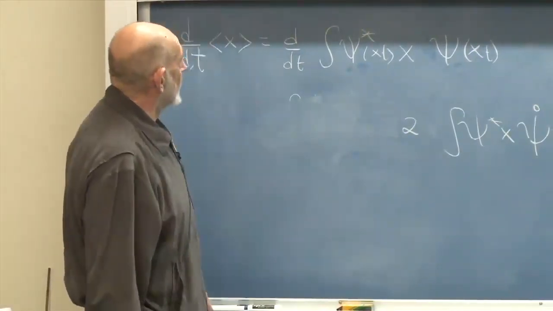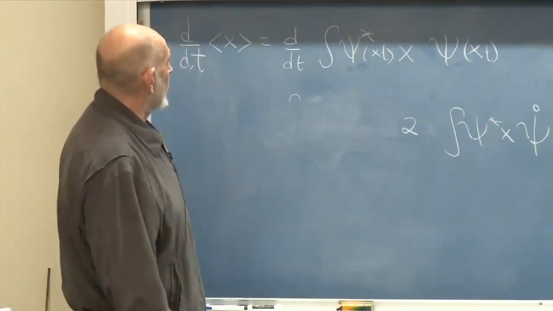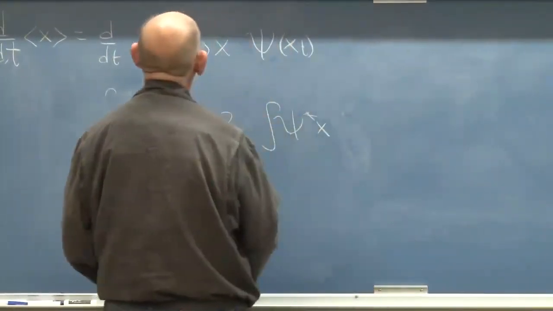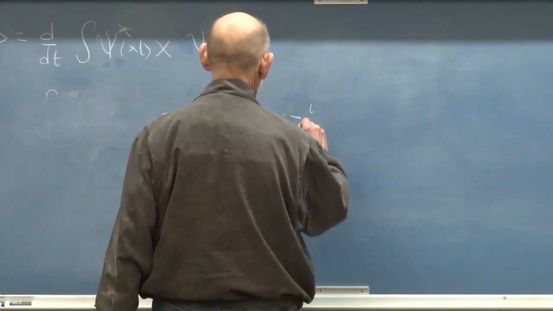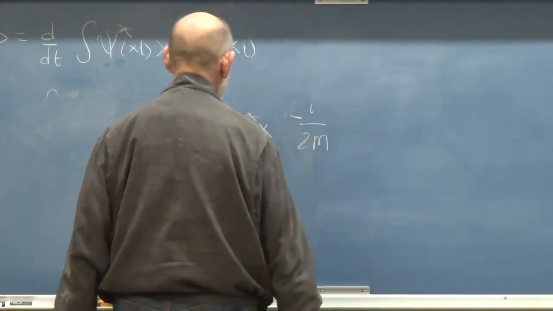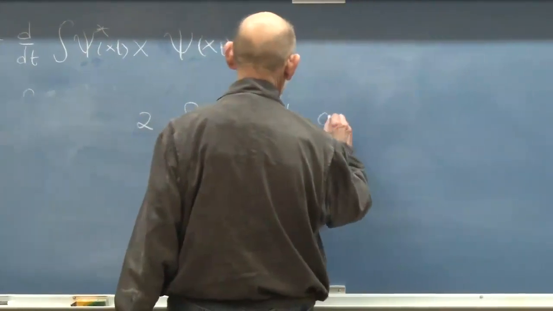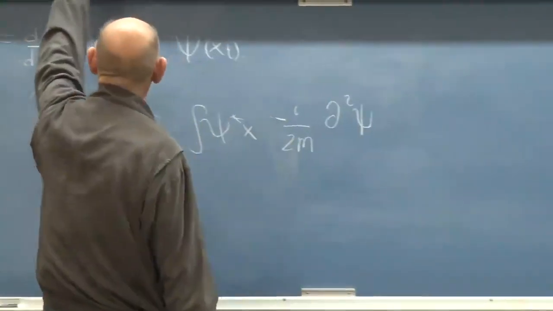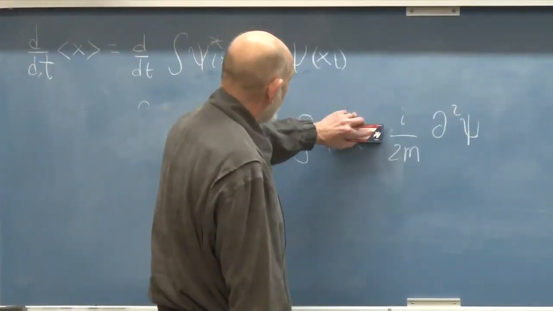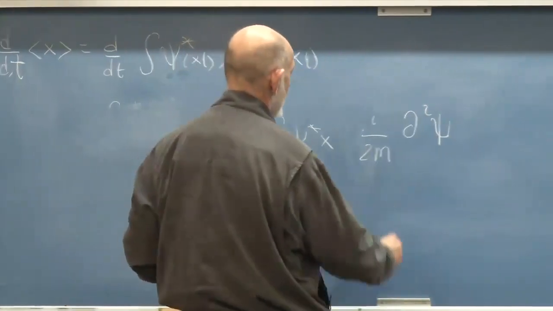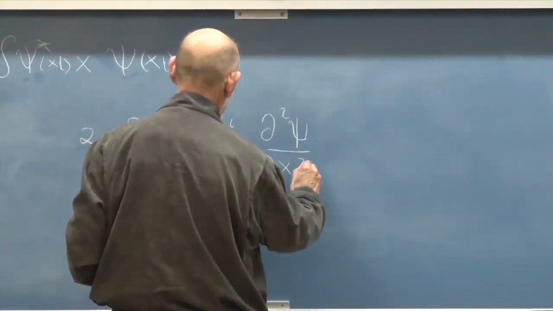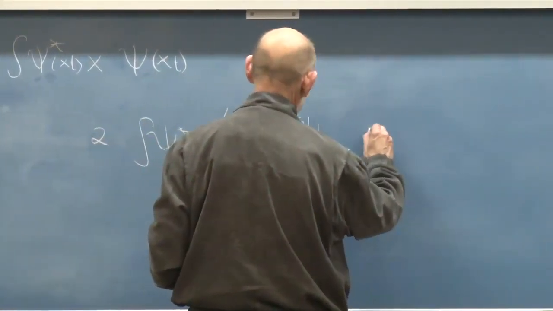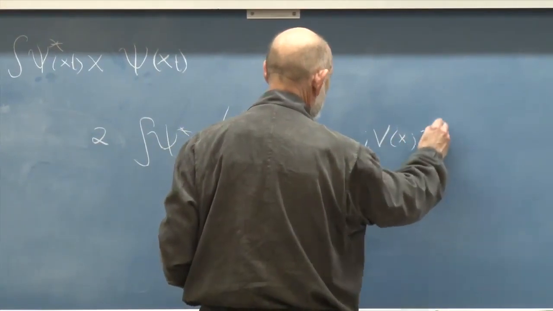Okay, so now let's plug in d psi star by dt over here. And that gives us minus i over 2m d second psi, well, let's see, what are we doing? It's plus, I'm sorry. It's plus i, it's the upper equation there, d second psi by dx squared, and I think it's minus i V of x psi.